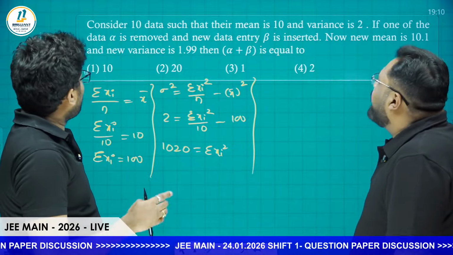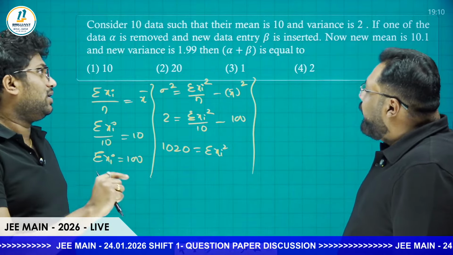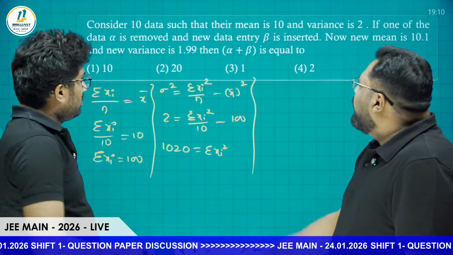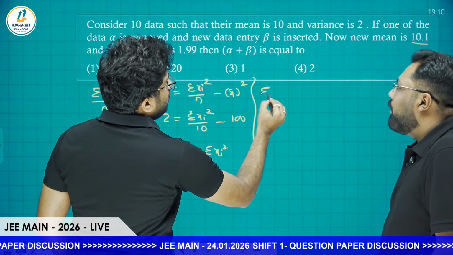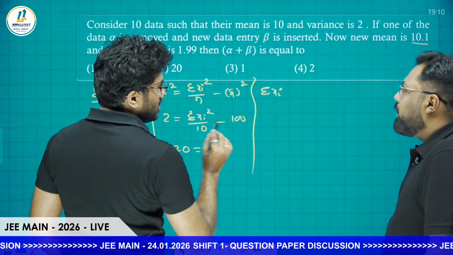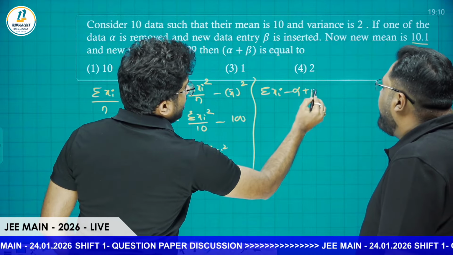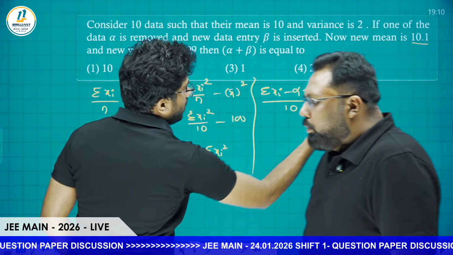Mean and variance are given. One of the data alpha is removed and a new data entry beta is added. So minus alpha plus beta. The number of observations will be the same. So what will be the new mean? The same sum of observations, but alpha is removed, so we exclude alpha and add beta, divided by 10, will be equal to 10.1.